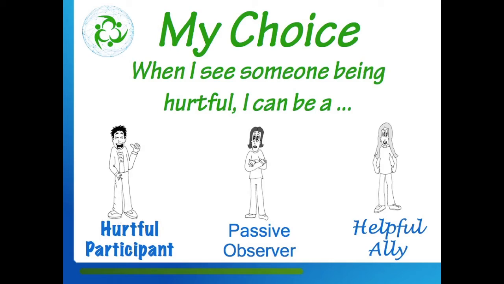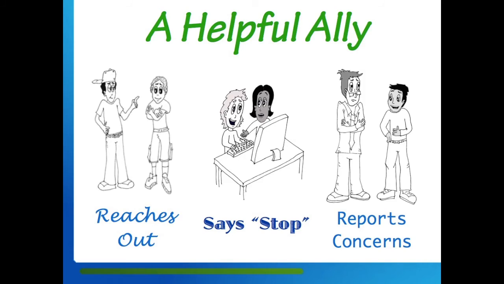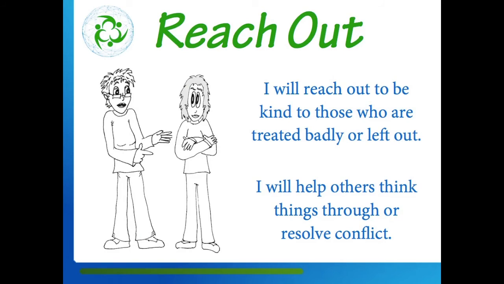My choice. When I see someone being hurtful, I can be a hurtful participant, passive observer, or a helpful ally. I can be a helpful ally by reaching out, saying stop, and reporting concerns. To reach out, I can be kind to those who are treated badly or left out. I can also help others think things through or help them resolve conflict.